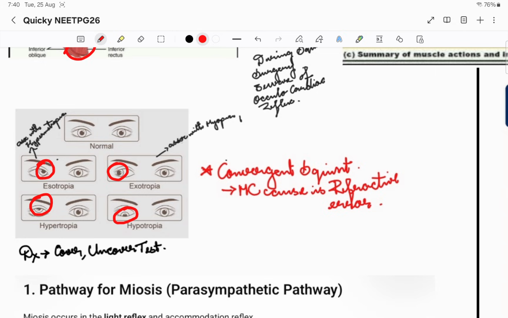So the association would be exotropia is associated with myopia. Short sightedness most of us will be having, right? So myopia is associated with exotropia, whereas esotropia is associated with hypermetropia. Please remember this. Then there is something called convergent squint, which is most common in refractive errors. Convergent squint is most common in refractive errors. All these, myopia, hypermetropia, basically will lead to convergent squint.